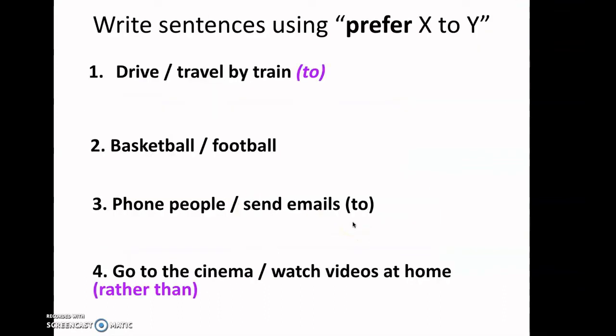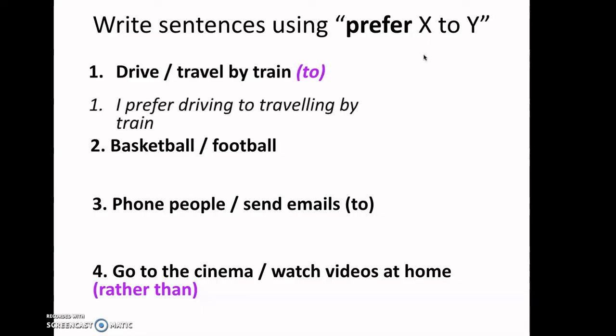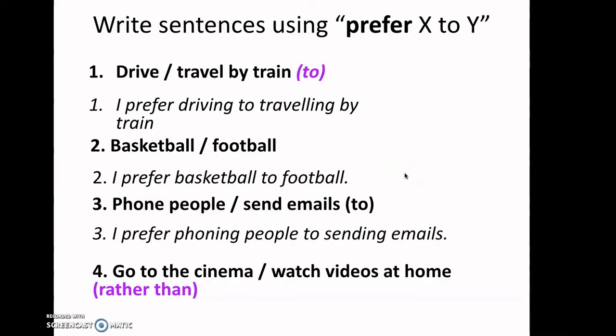Now, some practice for you, okay? You need to write sentences using the word in brackets, okay? So for example, starting with prefer, you could say, number 1, I prefer driving to traveling by train, okay? Because remember, with the gerund, the ing form, you need to use to in between. The second one, you have 2 nouns, therefore you need to say, I prefer basketball to football. Very good. And then you have 2 verbs and then the preposition to again. So you must say, I prefer, again, phoning people to sending emails, the gerund again.